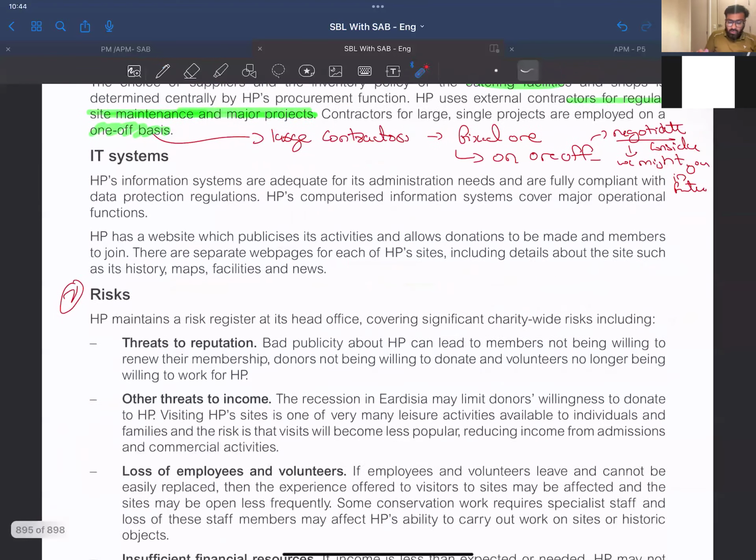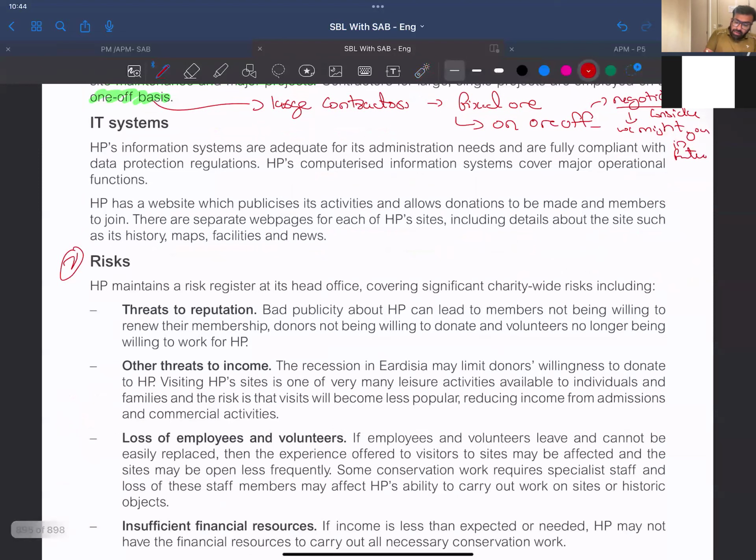Now, what's the IT system? Guys, what's the IT system now?